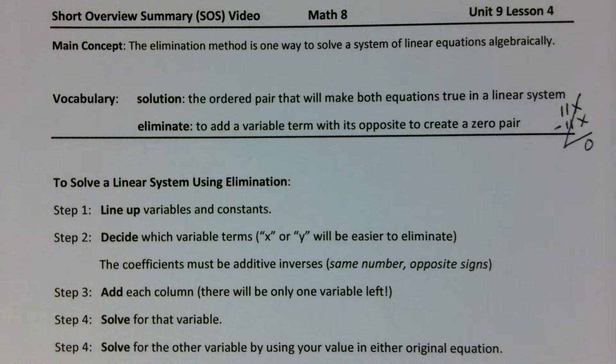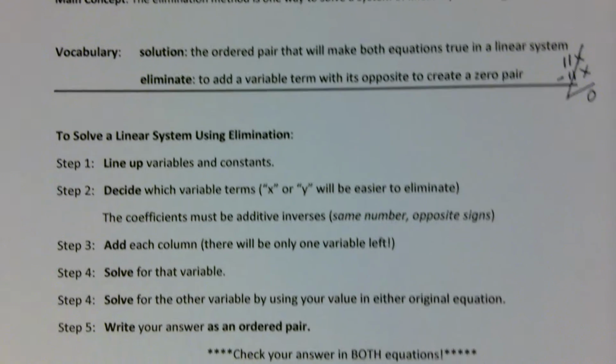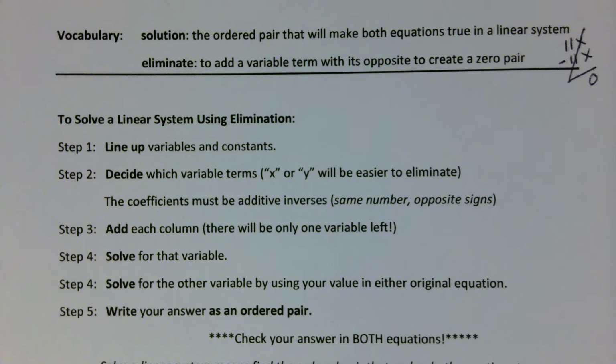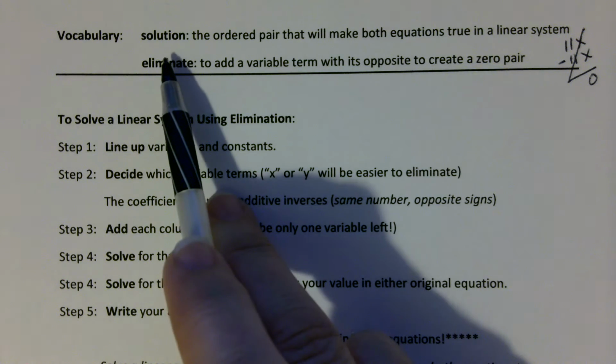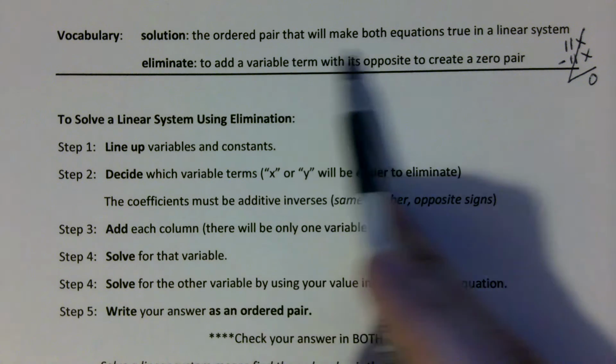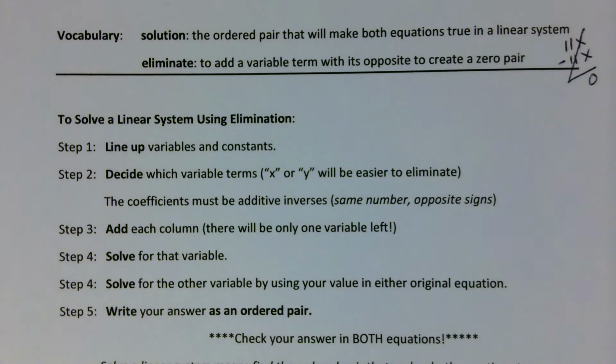Once we get that answer, we'll substitute it in and solve for the other variable in either original equation. And finally, like we always do, you're going to write your answers as an ordered pair and check your answer in both equations. Remember, in order for it to be a solution, it has to make both equations true. Okay, we're ready to practice.